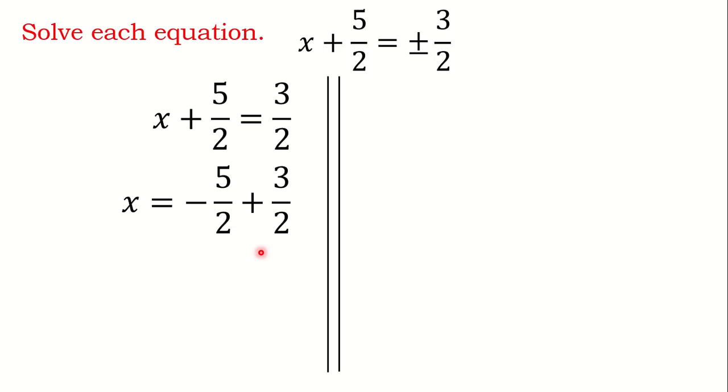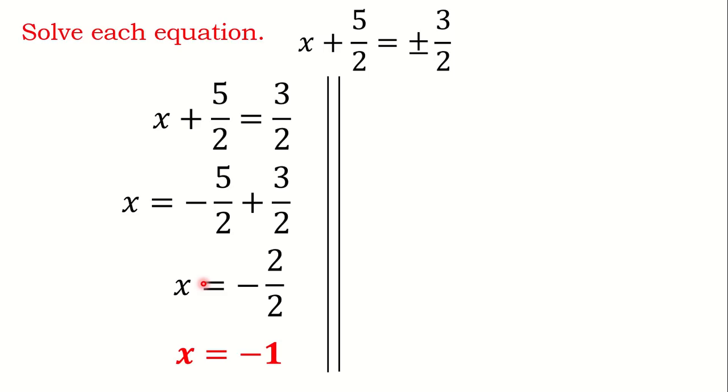So, we can add the numerator. So, negative 5 plus 3, that is negative 2 over 2. So, kapag same ang denominator nyo, copy nyo lang yon. So, therefore, your value of x is negative 1.